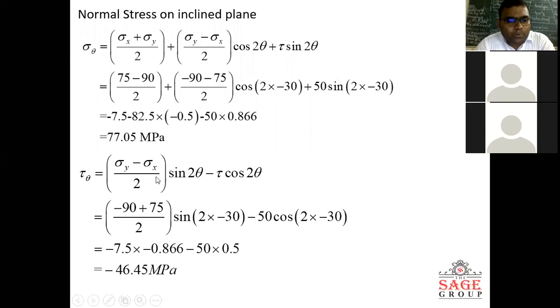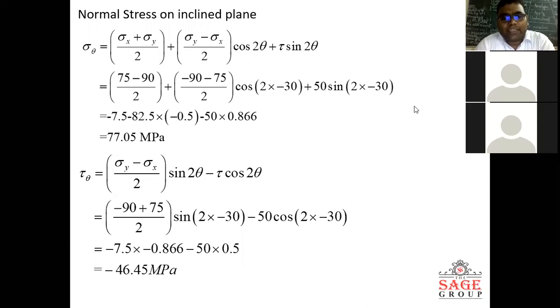This is the simple formula you might remember: tau equals sigma y minus sigma x by 2 sine 2 theta, minus tau cos 2 theta. Just put in all the respective values here and you will get the solution. Put minus 90 plus 75, and this minus sign as well, and you get this answer. I will provide this PPT, and by solving it yourself you will get all the answers. Okay, let's move to the second part of the question.